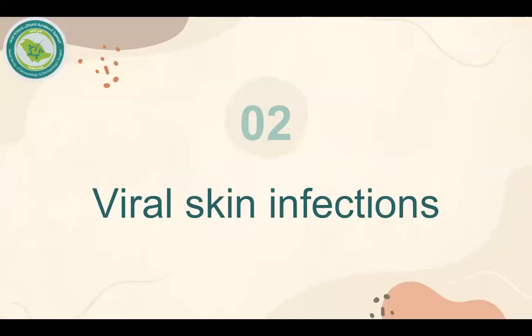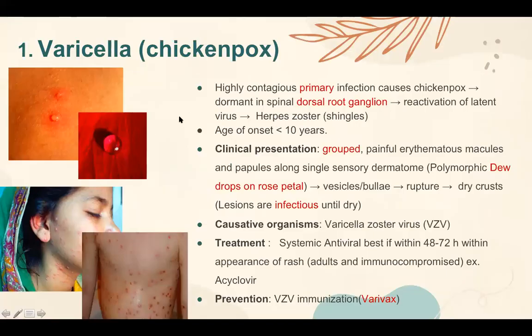Moving on to viral skin infections, we're going to start with varicella infection. Varicella has a primary course and a secondary course. It's a highly contagious infection. It has airborne droplet and direct contact transmission, hence the highly contagious part. As the primary infection, it's usually named chickenpox.